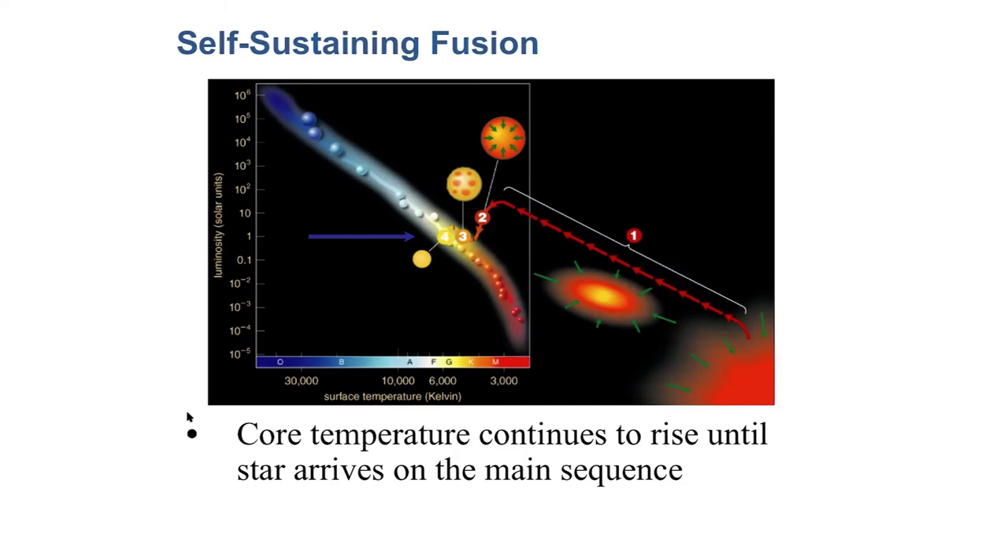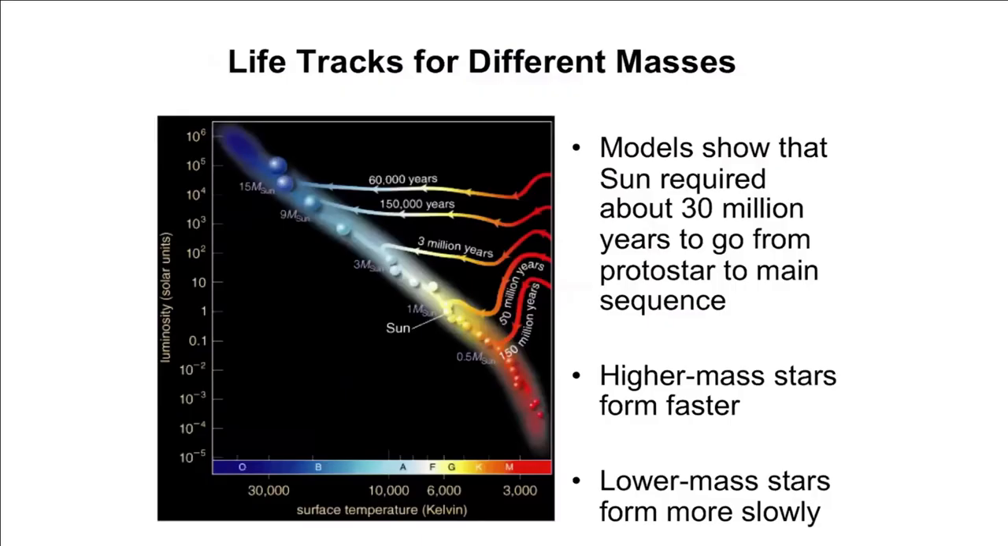How an object, specifically how a protostar, travels across the HR diagram during this time is a rather strong function of its mass. So for instance, here are examples of those life tracks. And again, each of these lines represents a path taken by a certain mass star as it travels from the protostar phase to the main sequence phase. It's the pre-main sequence life tracks of each of these stars.